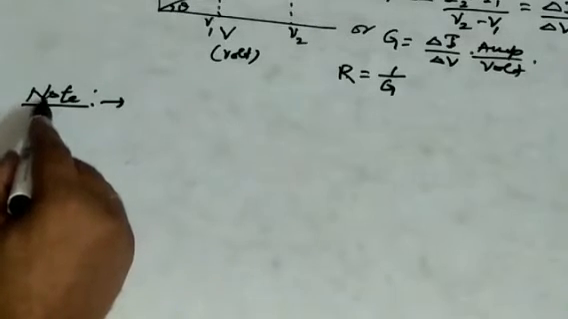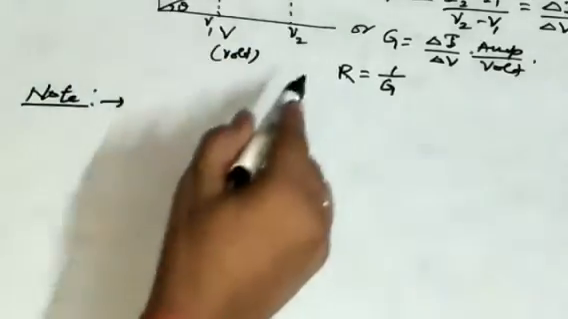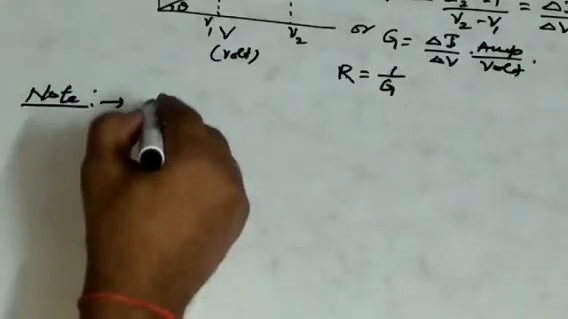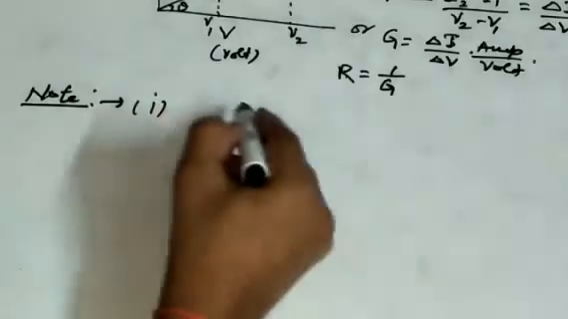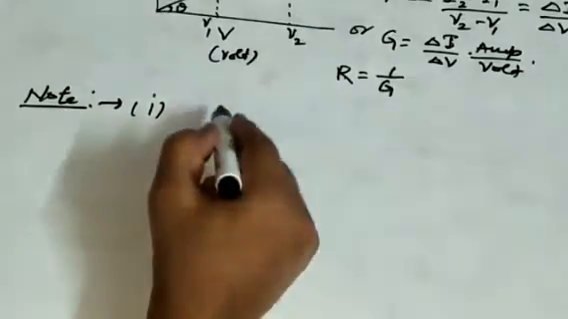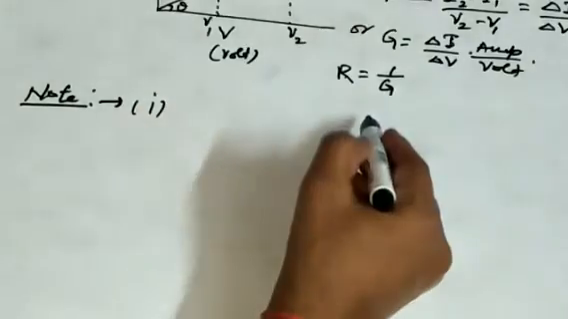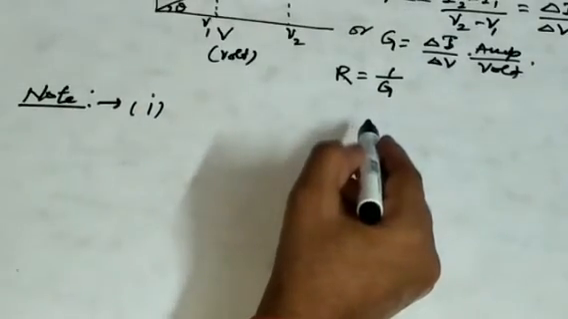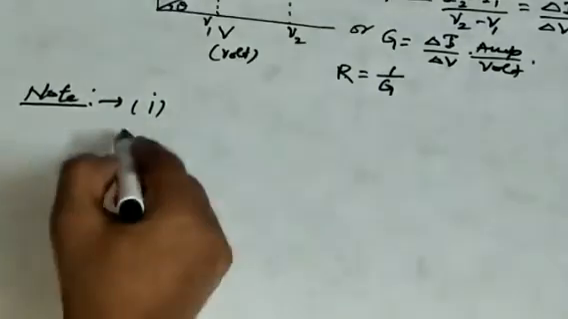Now I want to give some important points or notes for this one. The first point is: Ohm's law is not a universal law. Not a universal law means Ohm's law is true only for metallic conductors. So simply you can say Ohm's law is not a universal law because it is true only for ohmic conductors.